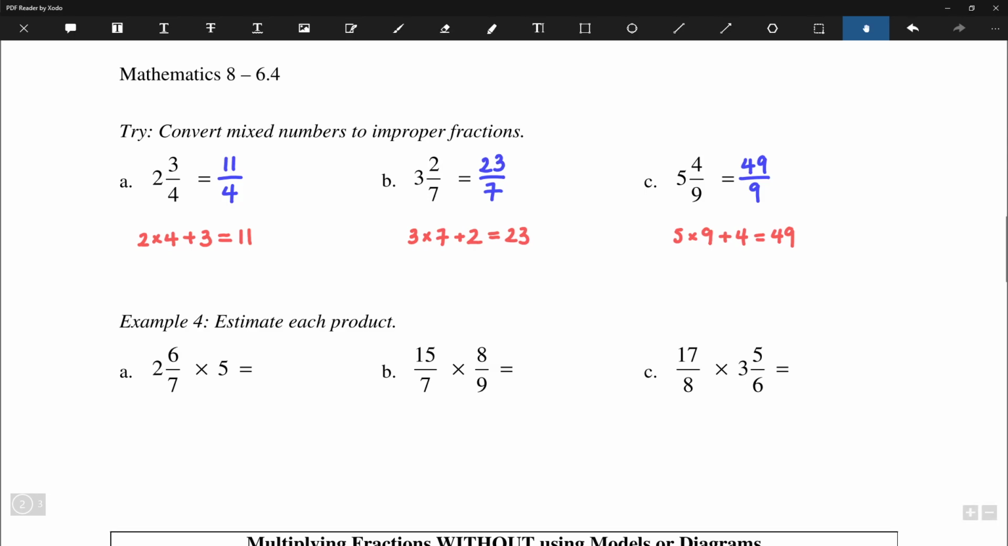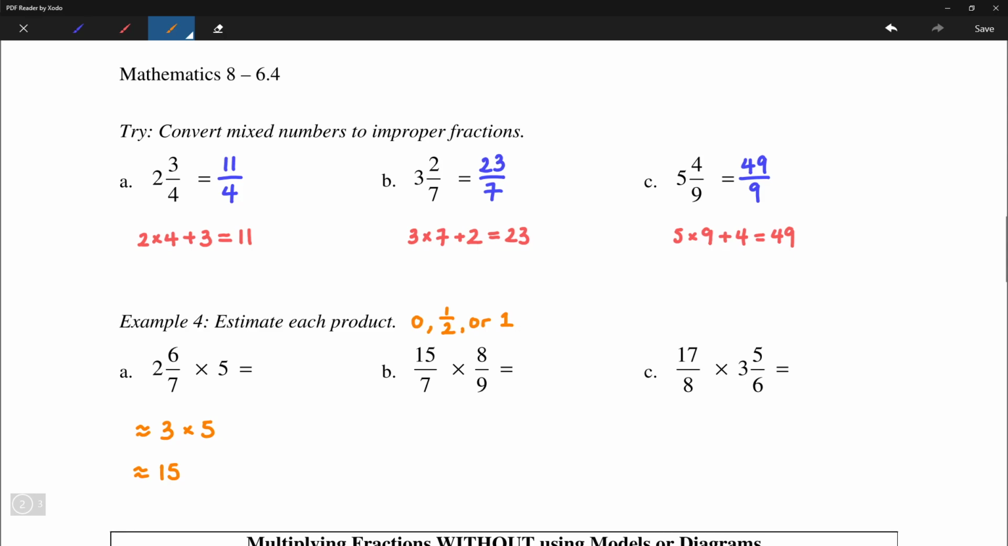Okay, so next up, just a quick reminder on estimating products. As we saw before, we estimate each fraction as either 0, 1/2, or 1. So in this case, 6 over 7 is closer to 1 than it is to 1/2. So 2 and 6 over 7 can be estimated to be 3 multiplied by 5. So that would be approximately 15 or close to 15. That's a reasonable estimate.